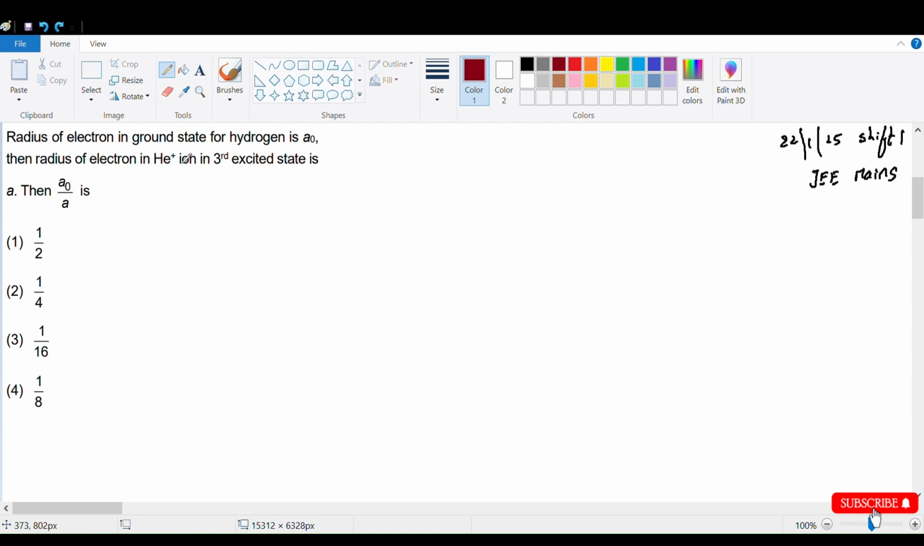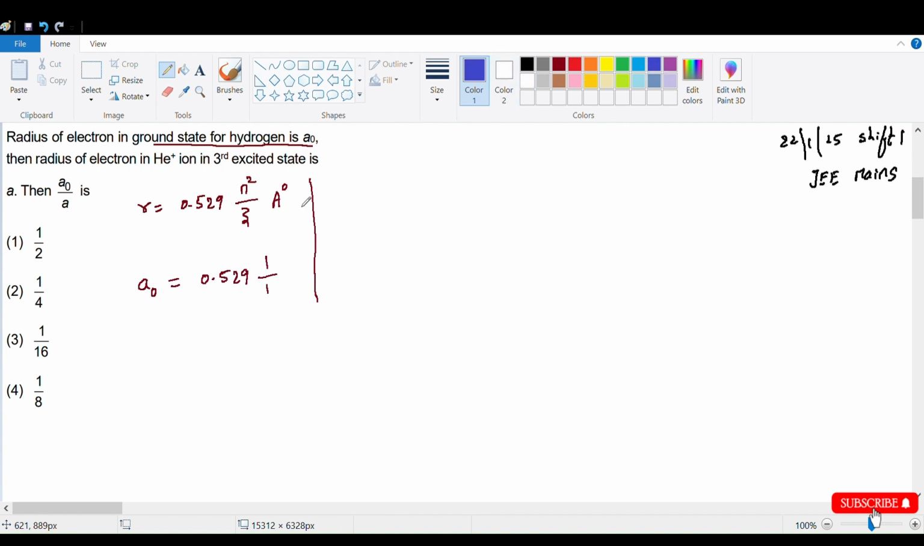For the electron in hydrogen in the ground state, the radius is A0. Okay, the radius formula is 0.529 n square by Z in angstroms. So for hydrogen, the radius given as A0 is equal to the constant 0.529, n value for the ground state is 1, squared is 1, Z is 1. So we got the A0 value.